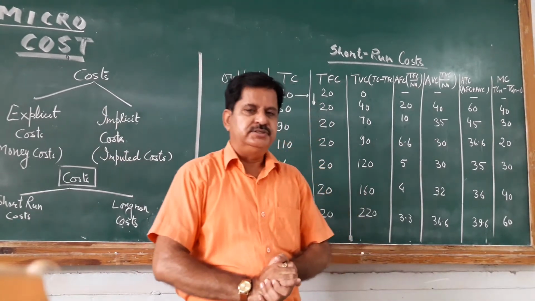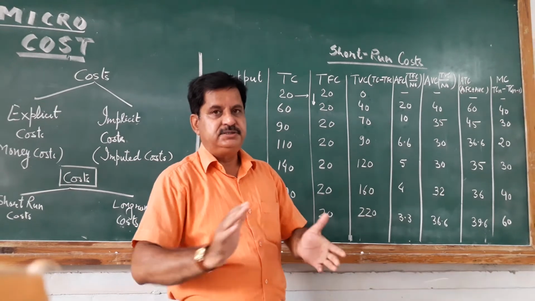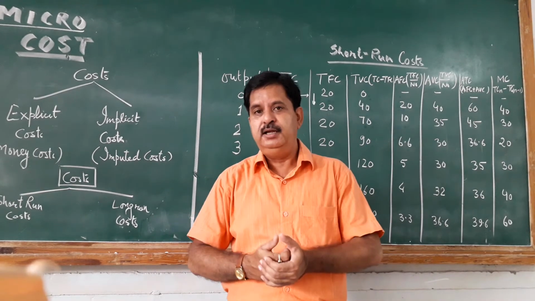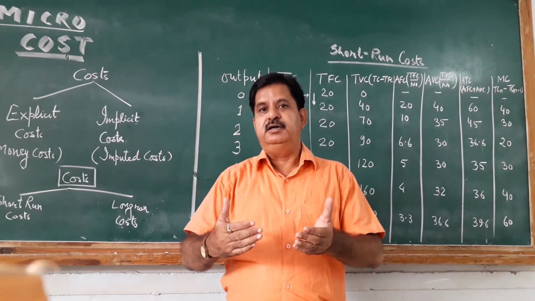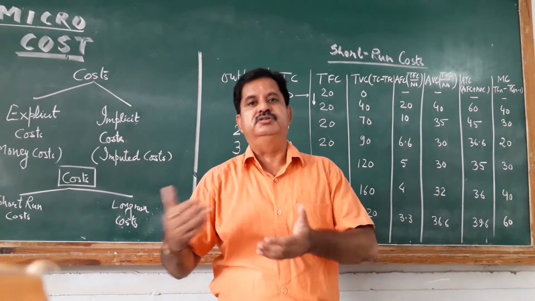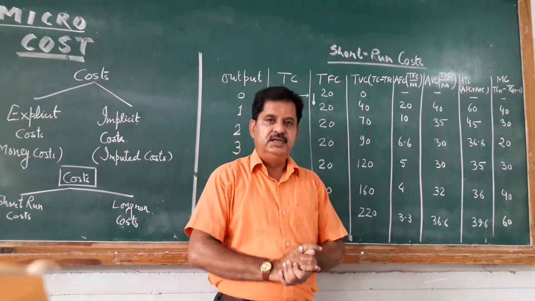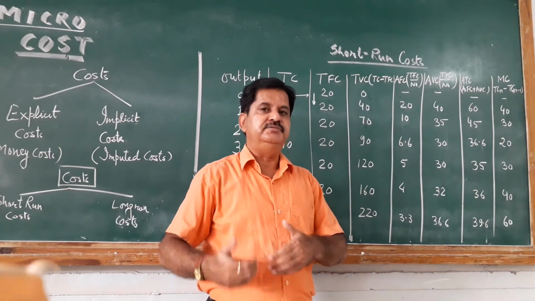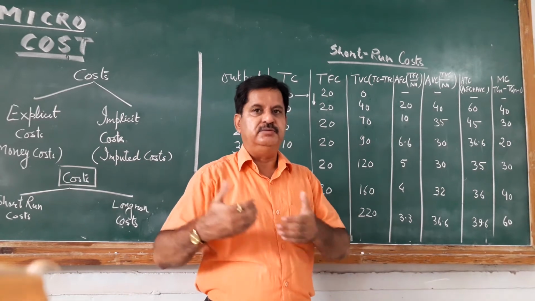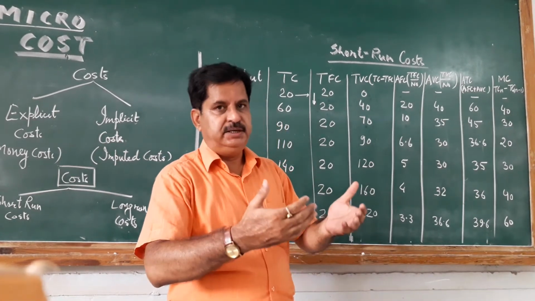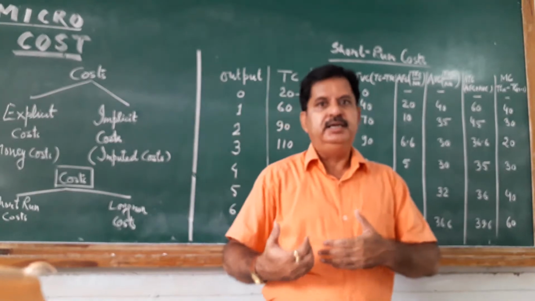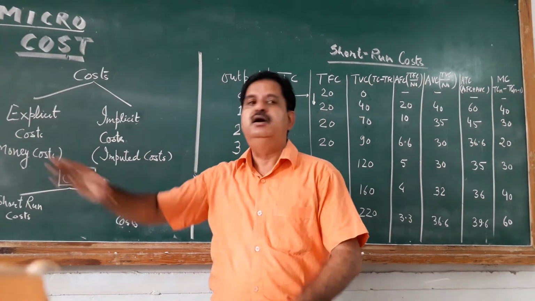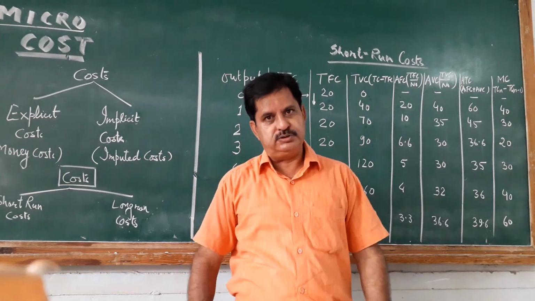What are explicit costs? First we talk about that. Explicit costs are the costs which the producer has to pay for purchasing goods and services from outsiders. Like when he purchases the raw material, he has to pay for it. He purchases transportation services, he has to pay. He purchases communication services, he has to pay. He uses labor, he has to pay the wages. So all these costs are called explicit costs, and of course they are called monetary costs also.